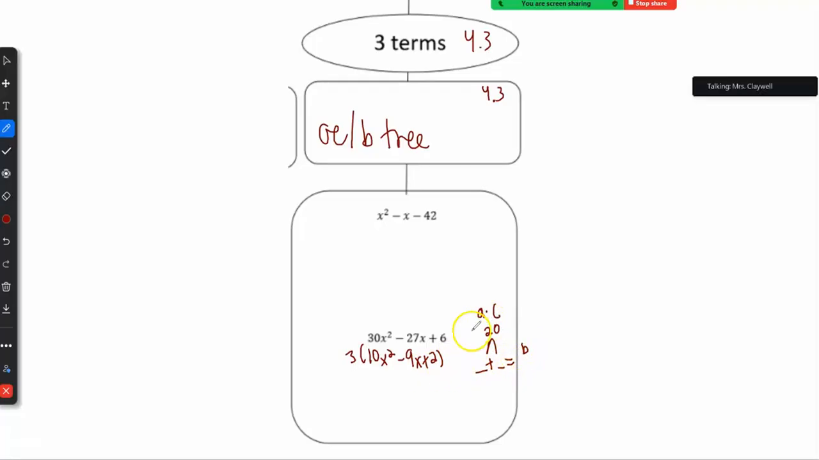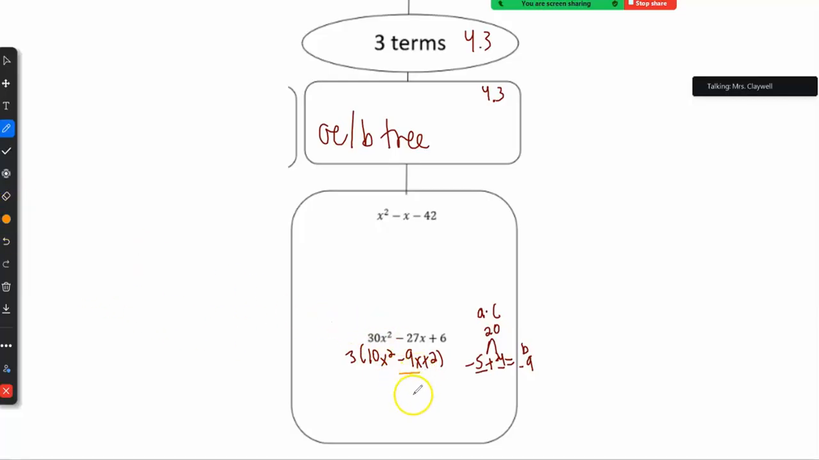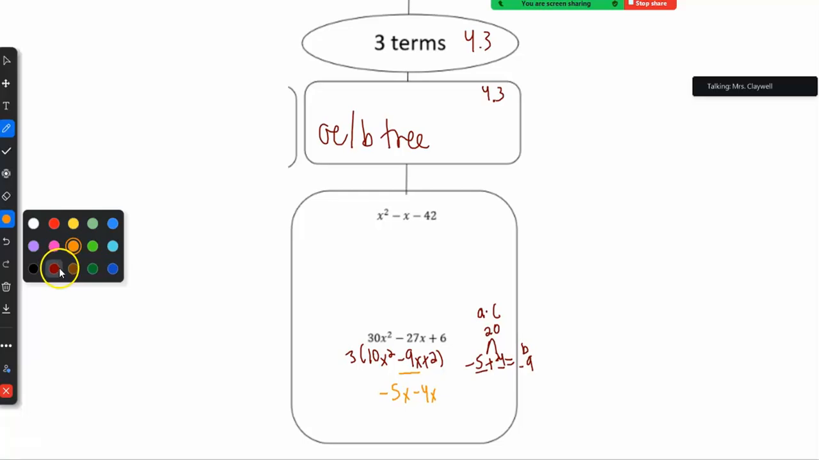A times C is 20. My B is -9, so -5 and -4. So this page here is just a reminder. So I'm going to rewrite -9 as -4 and -5. So -9x is the same as -4x minus 5x.